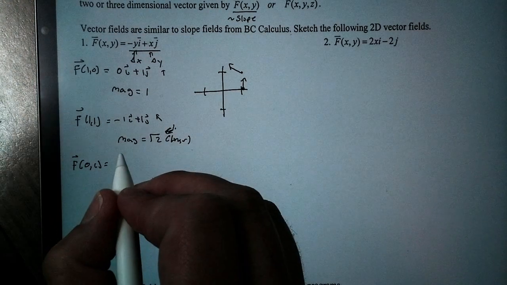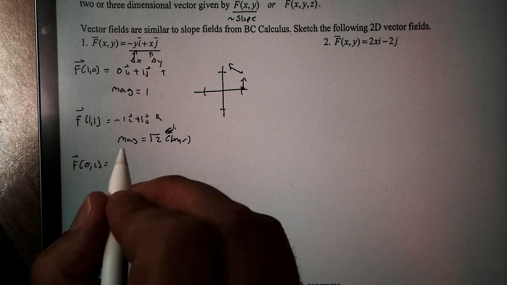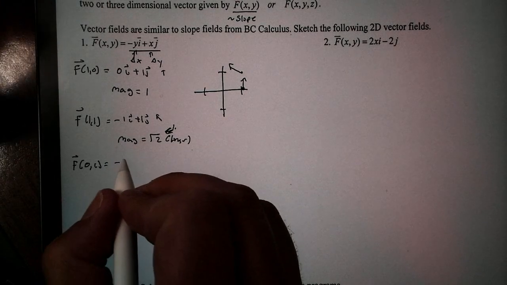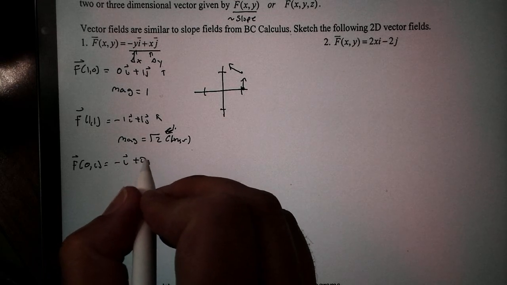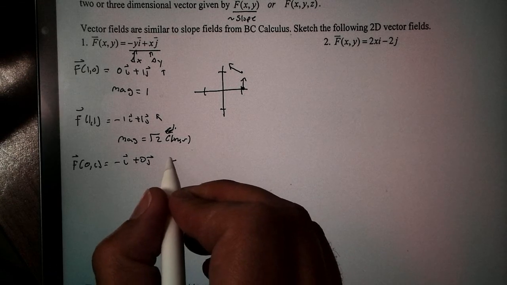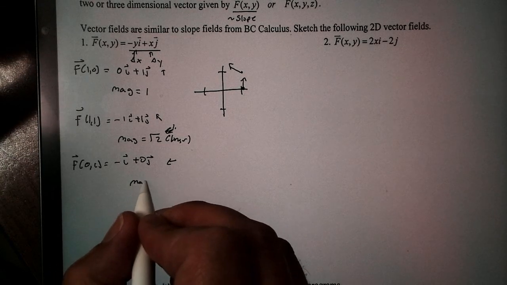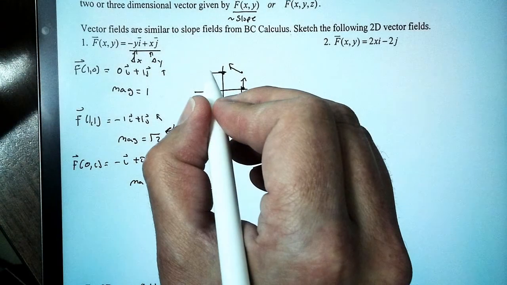Well, that's going to give me my x value is 0, my y value is 1, so it's negative 1 plus 0j. So which way is this going? This is just going to the left, so it's going this way. And again, its magnitude is 1. So at 0, 1, we're just going to the left, 1 unit.